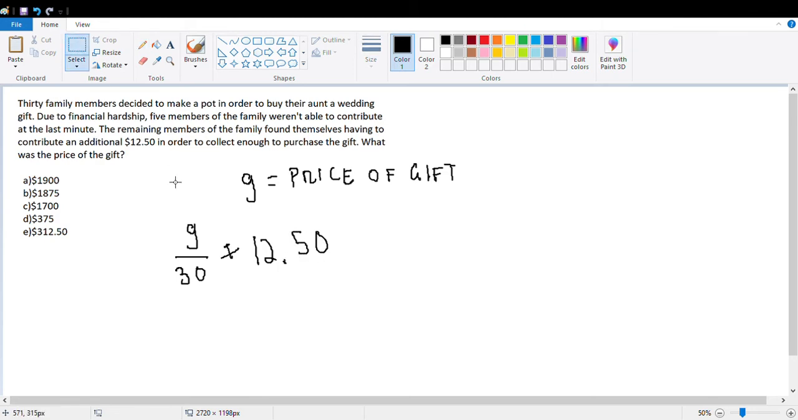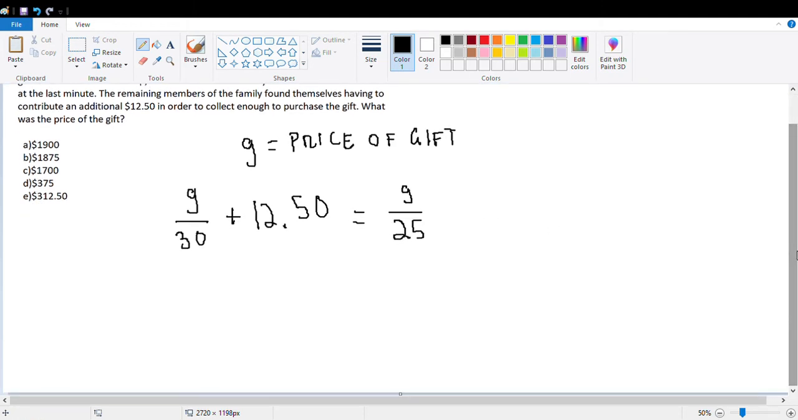Let me erase that plus sign. That was a little bit crooked. Okay, so this is the amount they were previously supposed to put, and now they're having to add an additional $12.50. And that's the amount that they're going to put now that they're not 30 people, but now 25. That is, the price of the gift divided by 25 people will be the same as the price previously that they were supposed to put, which was G over 30 when there were 30 people, plus an additional $12.50 because 5 people back out.